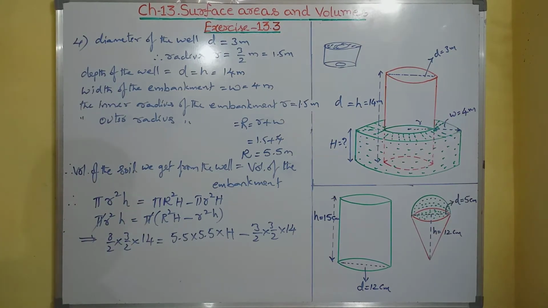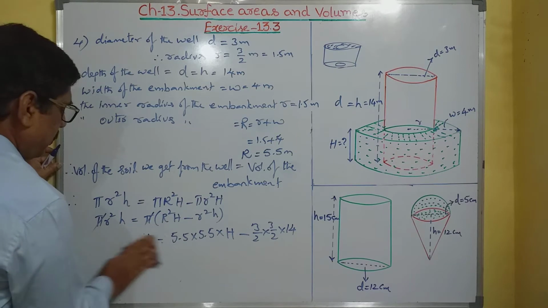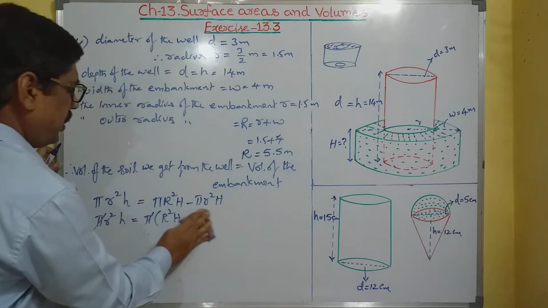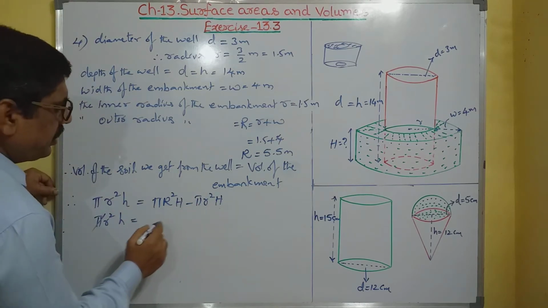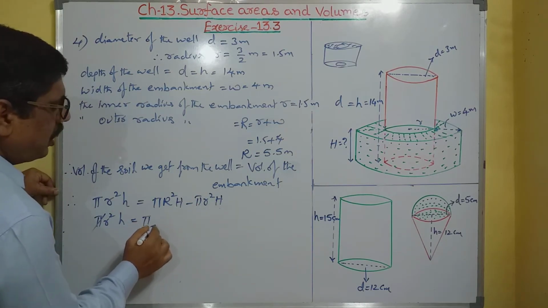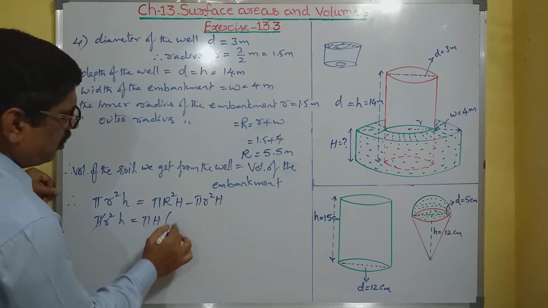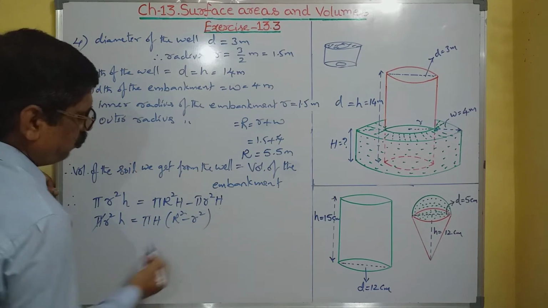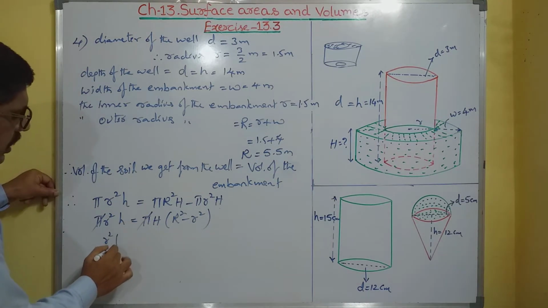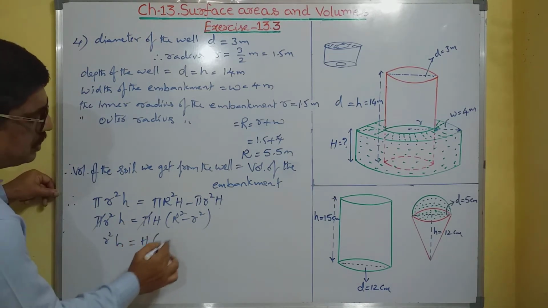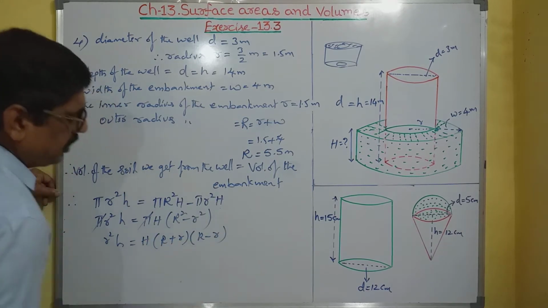Okay, now let us do one thing. Let us simplify in another way which will be easy for us. So let us take pi common. Pi already we have taken common, and if you take h also common, we will get R square minus small r square. So the pi will be cancelled. Now R square minus r square is equal to capital H into a square minus b square formula. We can use R plus r into R minus r.